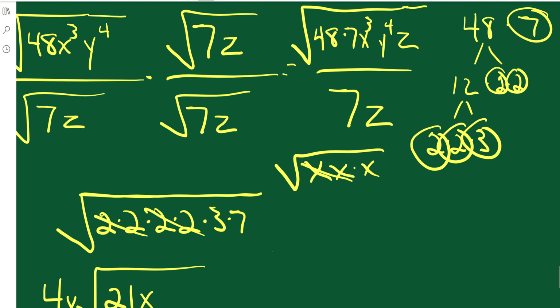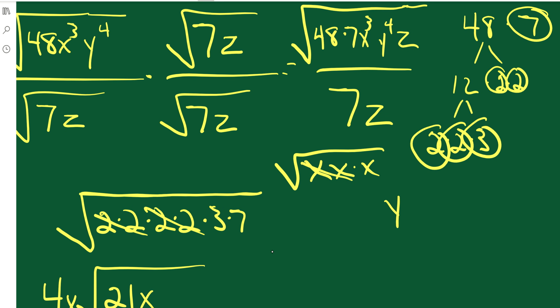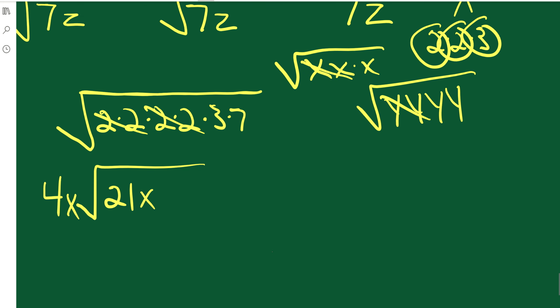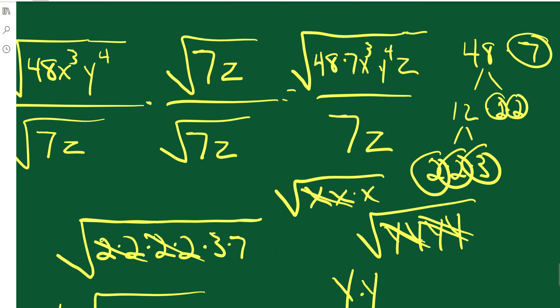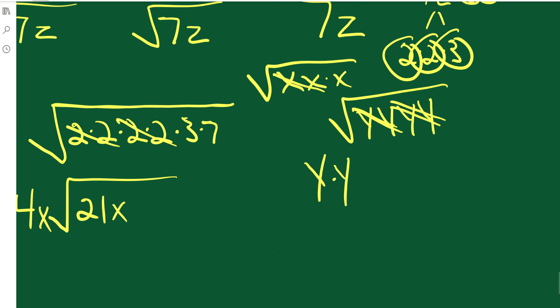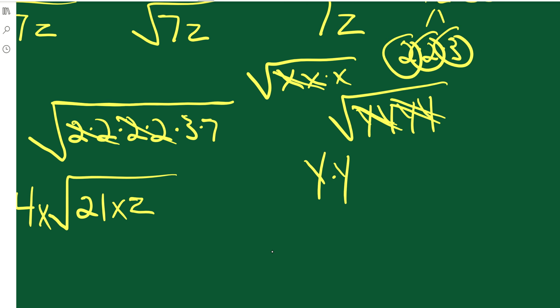Okay, next I've got y to the fourth. And that's y times y times y times y, the square root of that. So you can see I'm going to have 2 y's coming out, and that would be y squared. For every 2, take 1 out. So here's 2 y's, so a y comes out here, and then here's another 2 y's, so another y comes out here. y times y is y squared. So that's out from underneath the radical sign. And then the z, well, I only have 1 z, so that's forced to stay inside.